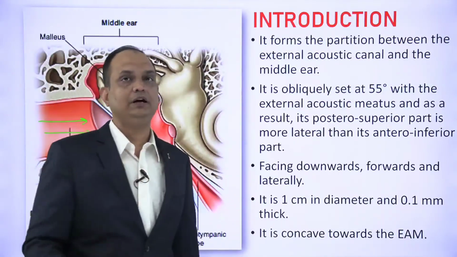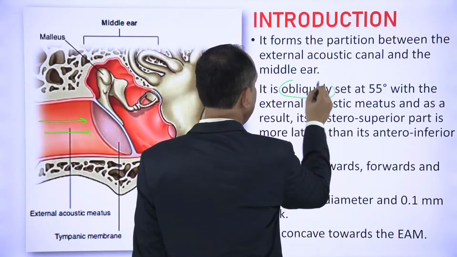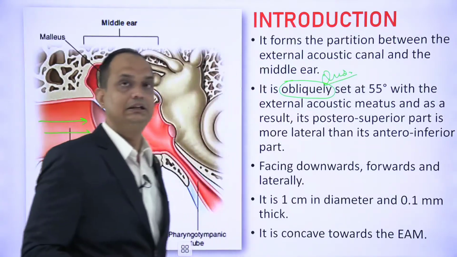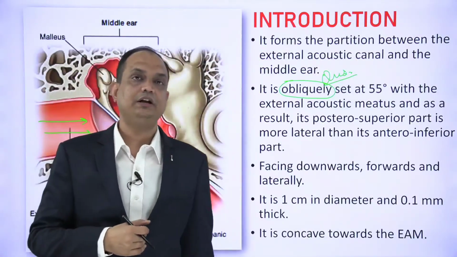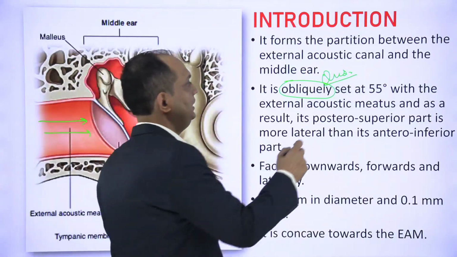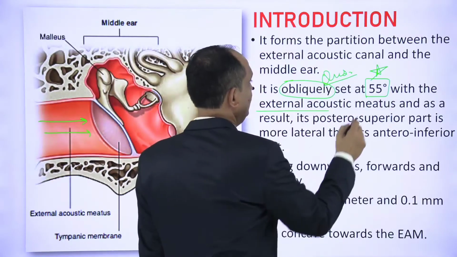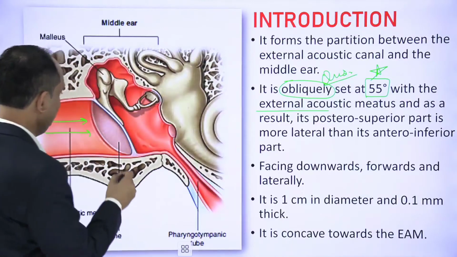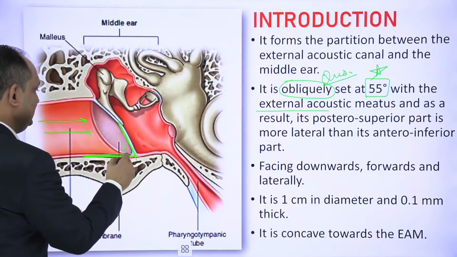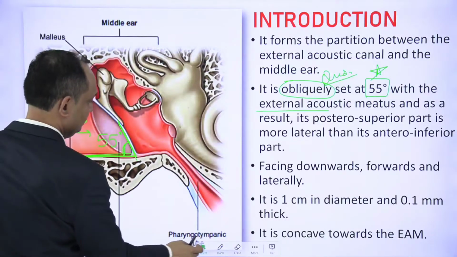Now the most important question for your exam: this tympanic membrane is obliquely placed in the ear. When you see the canal, you will not find a vertical placement, it has an oblique placement. And what is the angle? It makes around a 55-degree angle with the floor of the external acoustic meatus. So when you see this is the floor and this is the tympanic membrane, the angle is somewhere around 55 degrees. So this will become an important question in your exam.